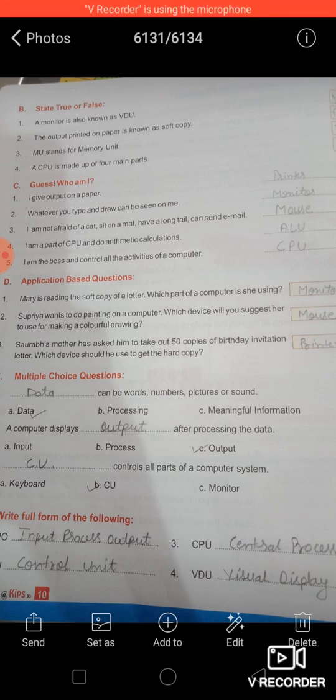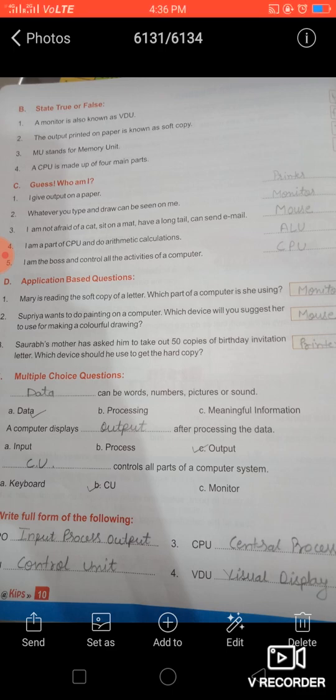Application based questions we can skip because they will not be part of your PA1 exam; they are for understanding only. Here I have mentioned the answers also. If Mary is reading the soft copy of a letter, which part of computer is she using? Obviously if someone is reading from a computer, she is reading from the monitor, because the monitor is the part from which we can see things.